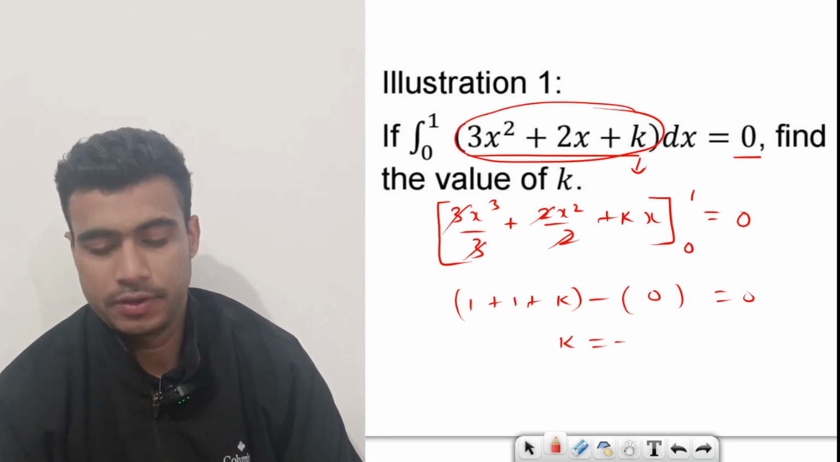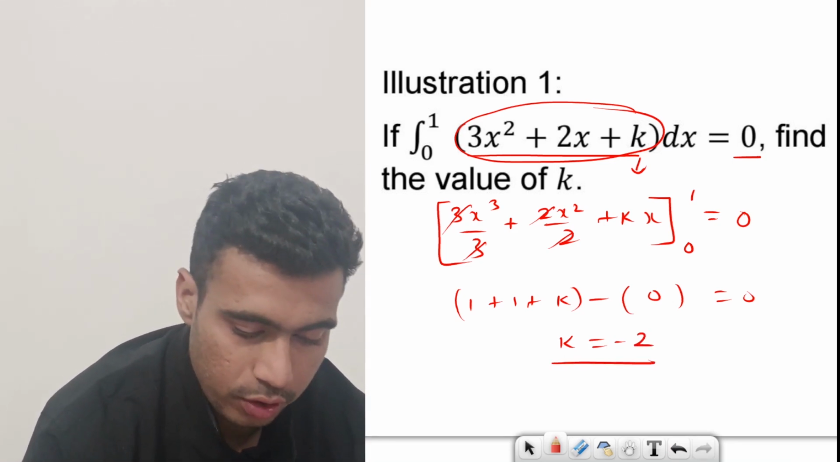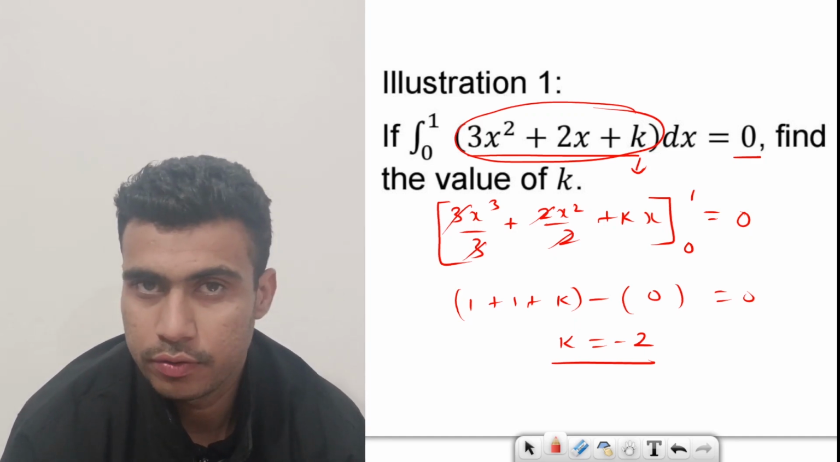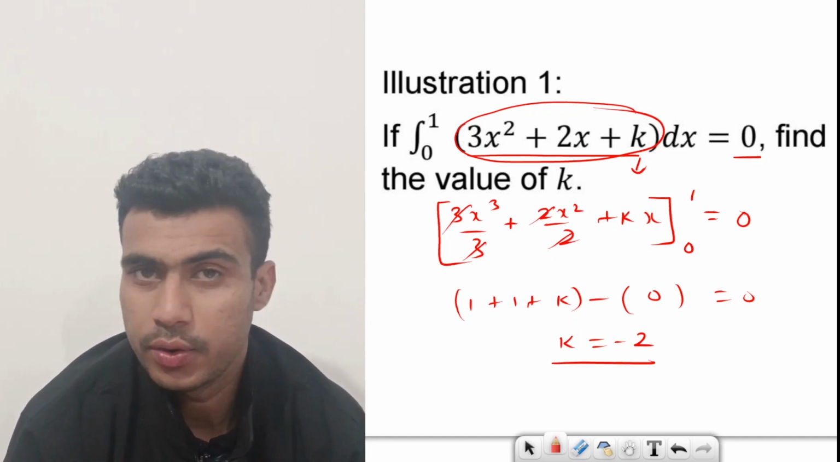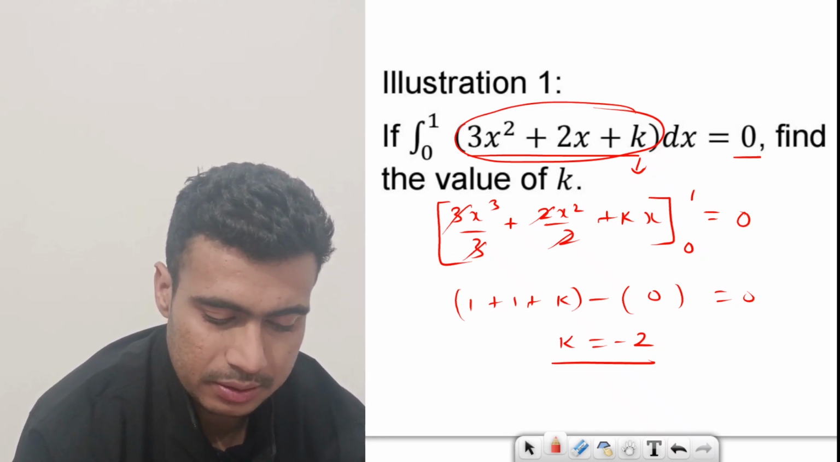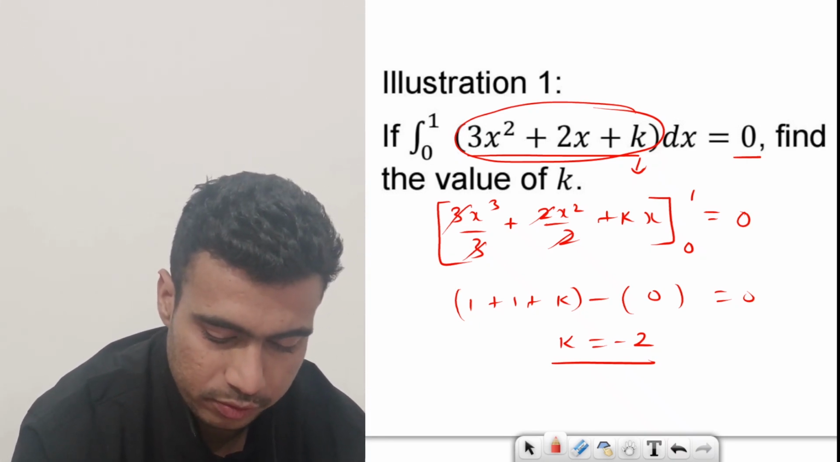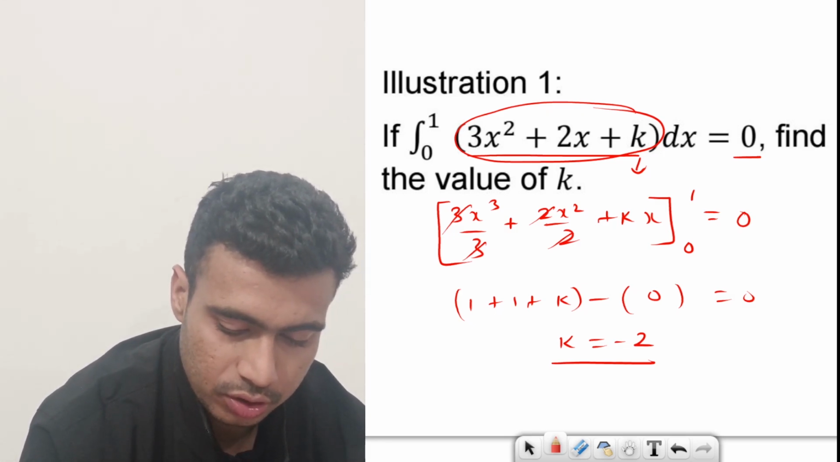So obviously when you take k as minus 2, the following quadratic equation will give you the value 0 when we integrate it between the limits 0 to 1. Fine. So this is a very basic question. Again, we have already seen this type of question earlier in our previous session also.